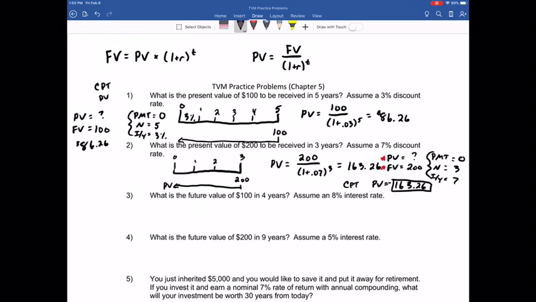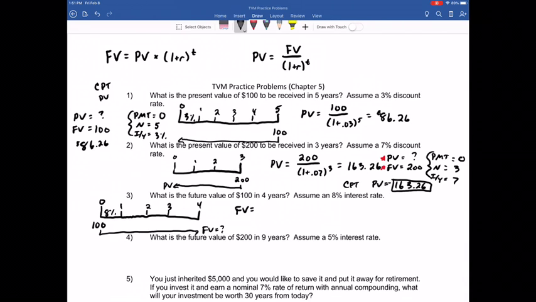Now, for number 3, you can see that we are solving for the future value of $100 in 4 years. So now we are solving for the future value. Again, I'll draw a timeline just to showcase what these cash flows are. So in year 0, I'm going to invest $100, and I'm going to do so for the next 4 years. I want to know how much I will have at the end of these 4 years if I can earn 8% per year.